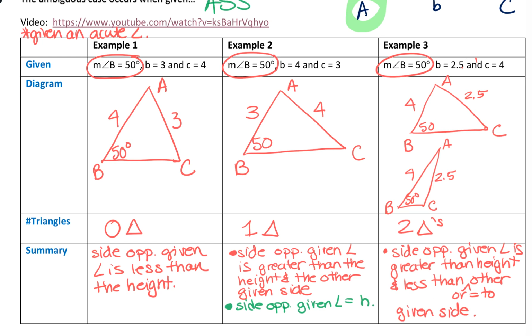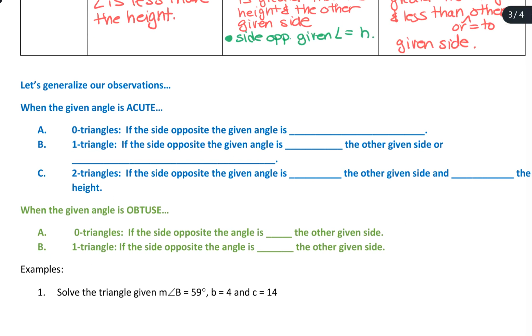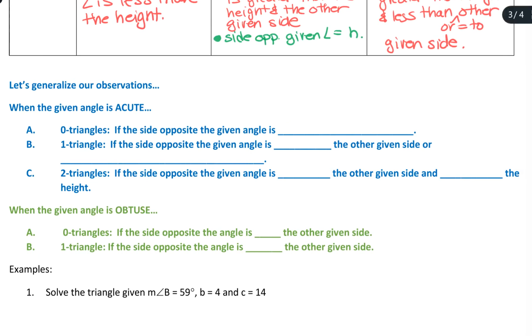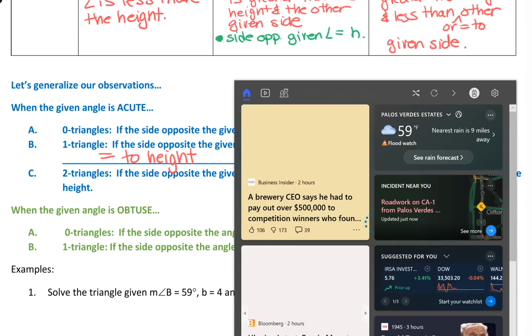Okay, so take a moment to review what you have for your triangles, diagrams, and your summary on this chart here. You can pause the video and read through it and make sure that it matches what you have. And then this next piece here just summarizes it in another way. So you can take a moment to fill in these missing blanks and pause the video and then check your answers. All right, so here are the blanks for the acute triangle in which we just observed.